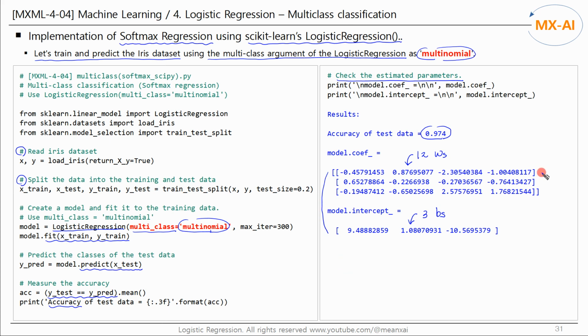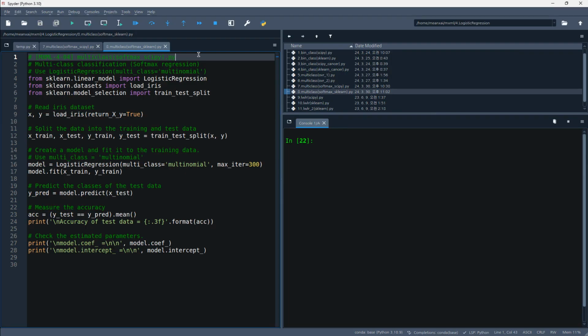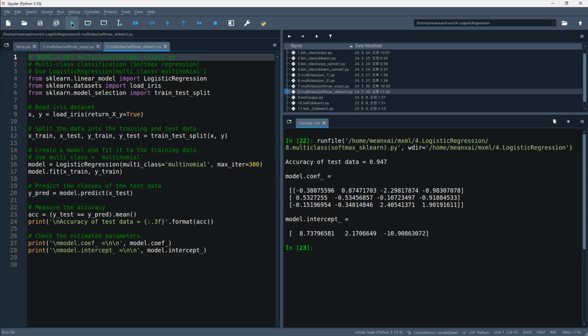Here, these parameters are all non-zero values. We cannot find any baseline category. I haven't yet figured out how scikit-learn handles the baseline or reference category. Let's run this code. The results came out like this.